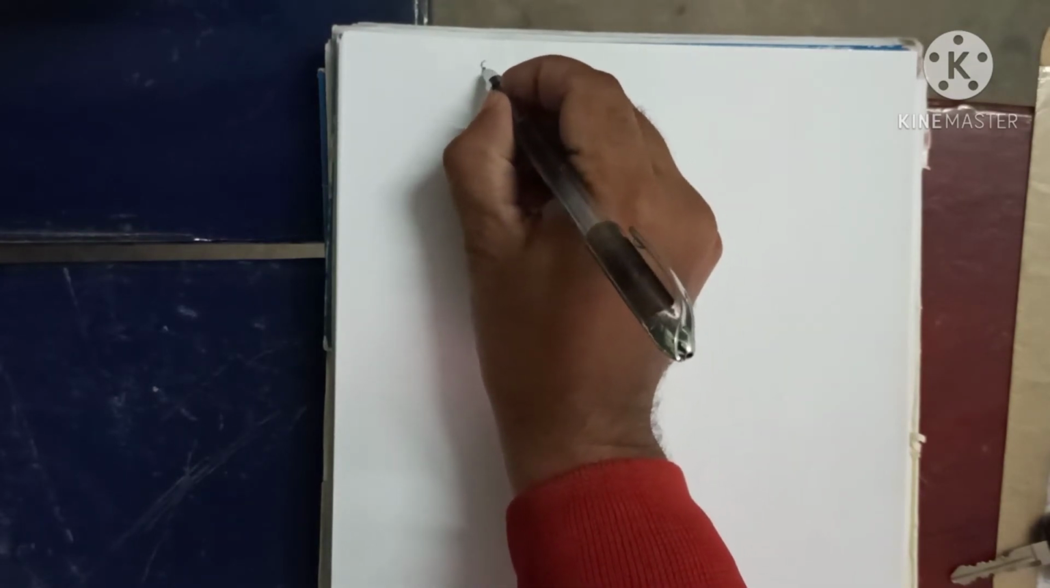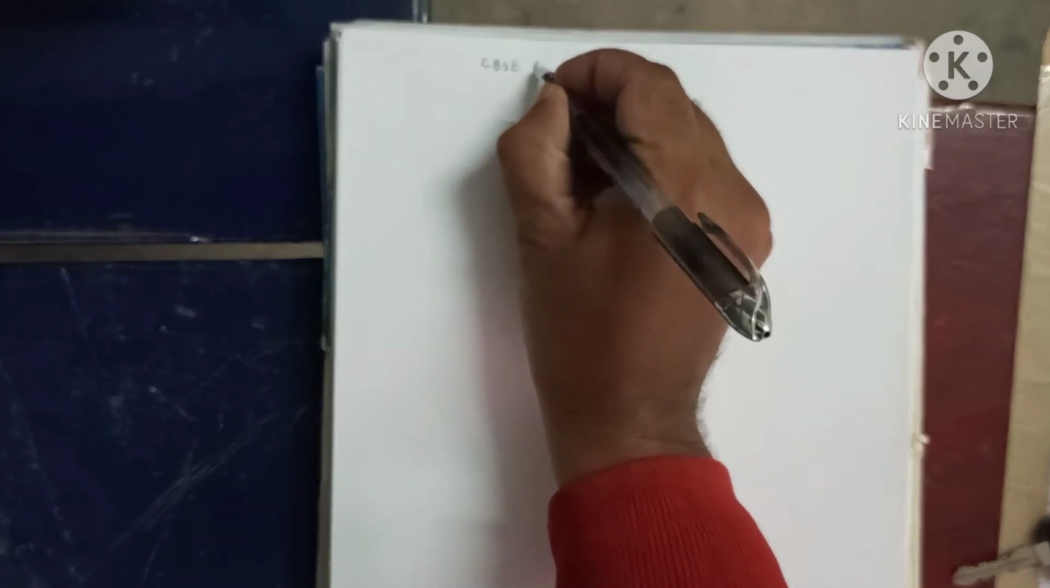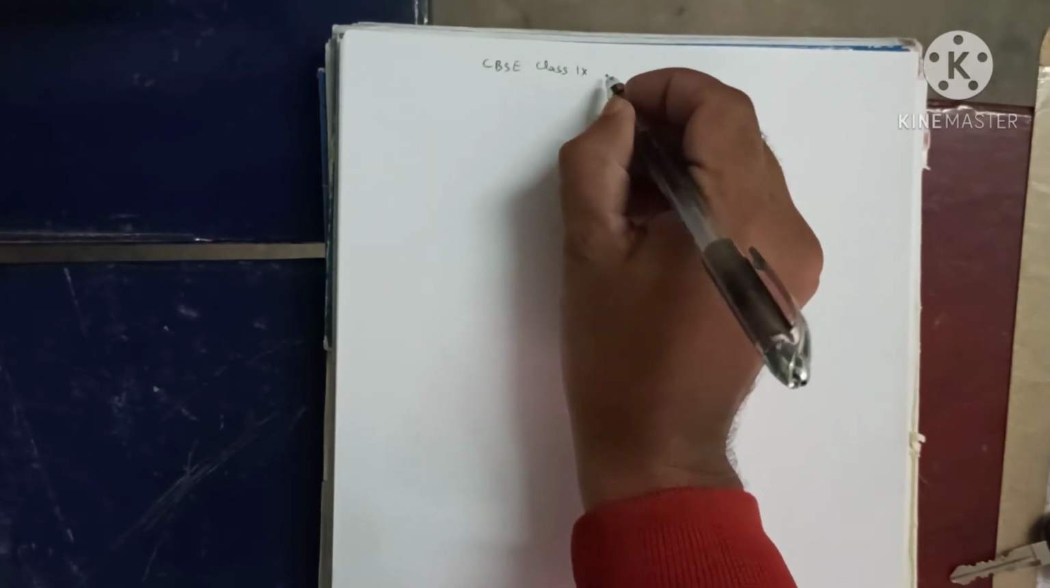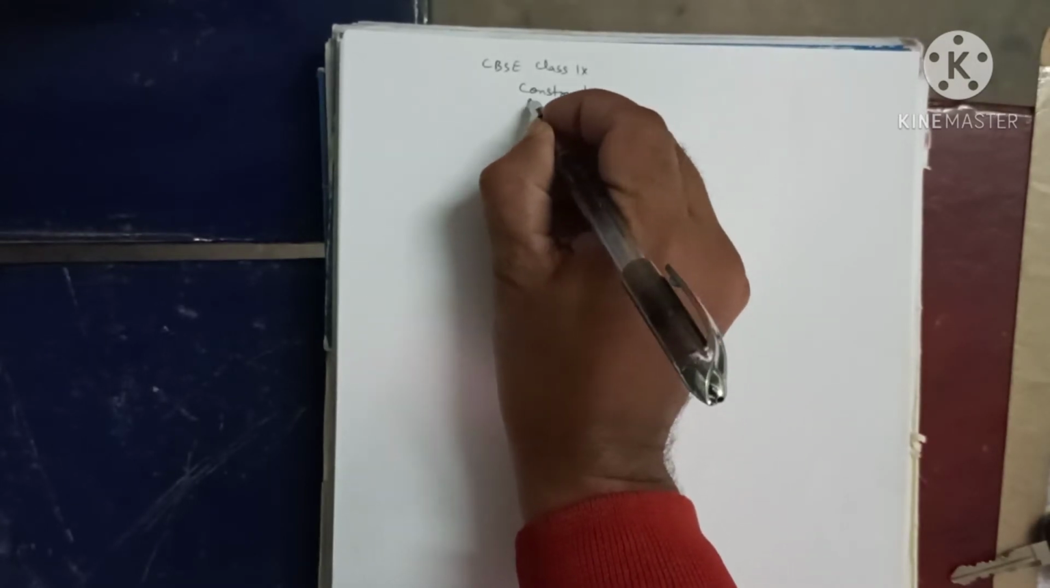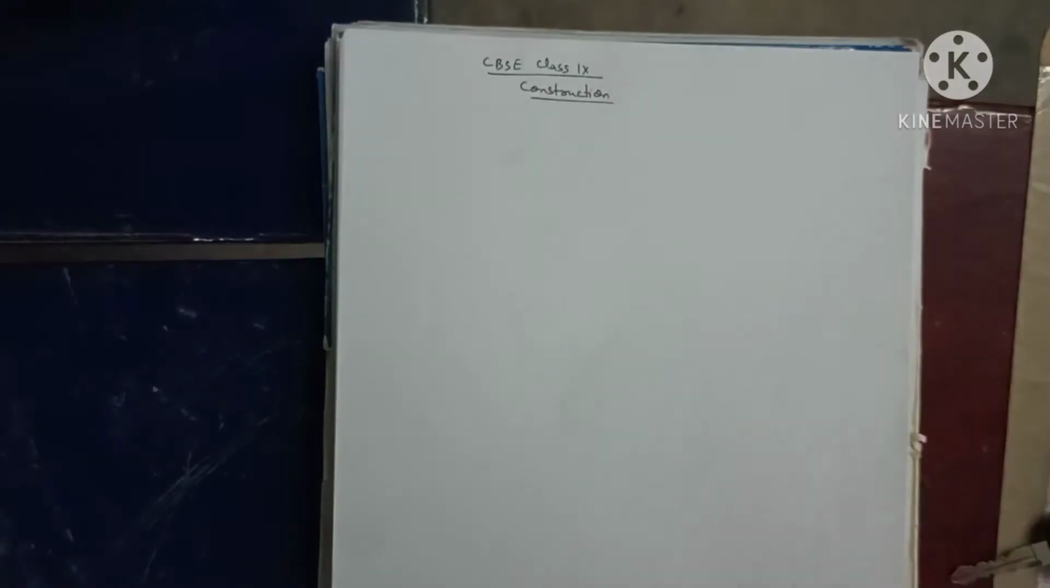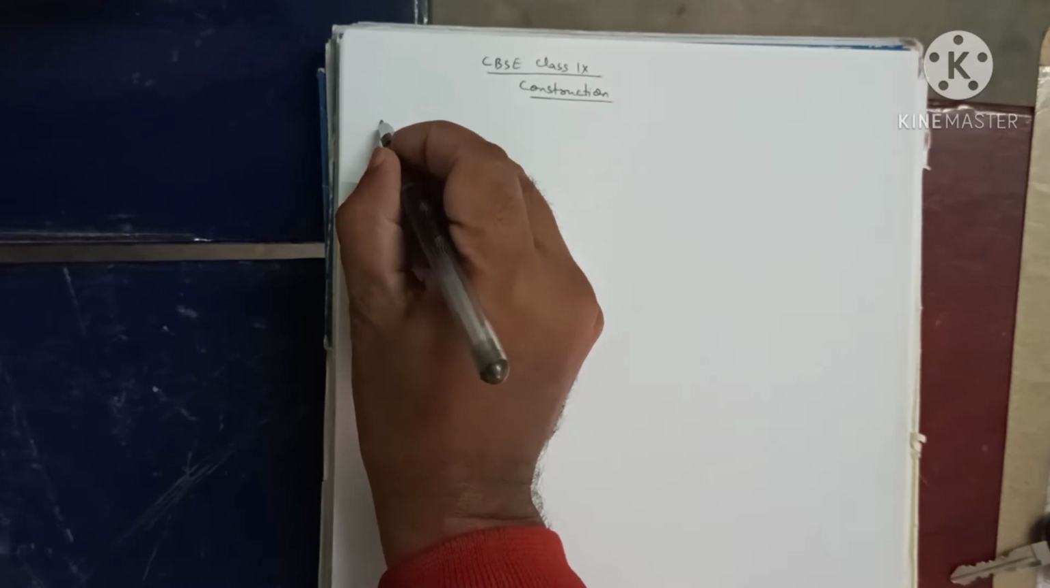Good morning, students. Today we are going to start chapter Constructions, chapter 11 of class 9 CBSE. Construction. So before starting, let us discuss a few very important things, or we can say the basic constructions which we are going to use in this chapter. First of all, we are going to discuss the very first thing, that is the angle bisector.